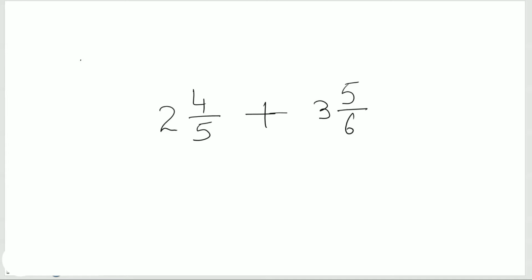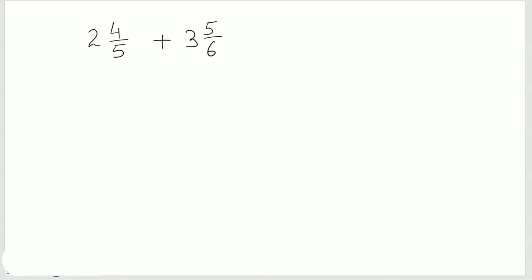Now there are two ways we can do this. The first way is to add the whole parts and then add the fraction part and then add it together. And the second way is to convert the mixed number into an improper fraction and then add them. So let's see both the ways.